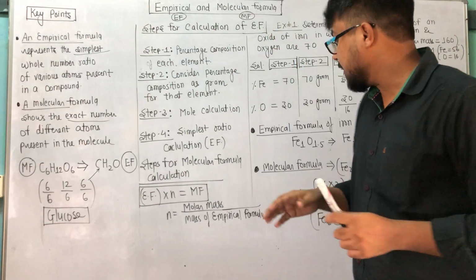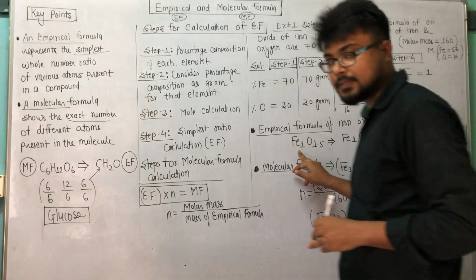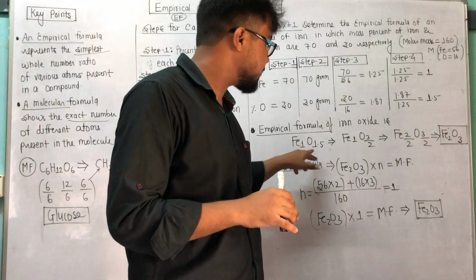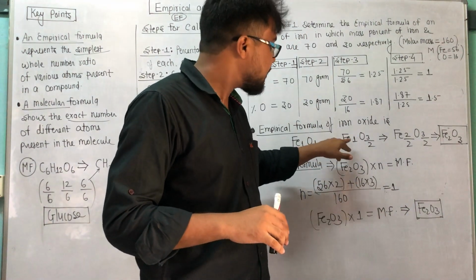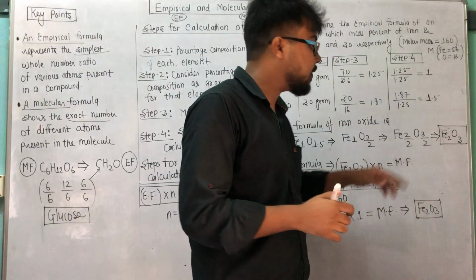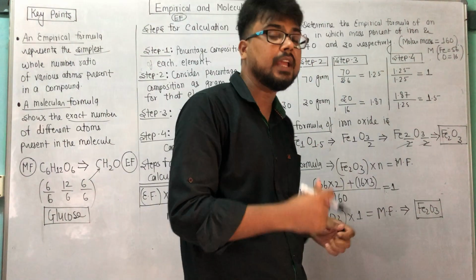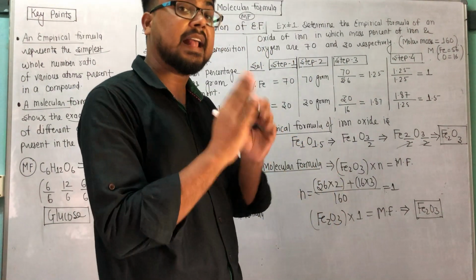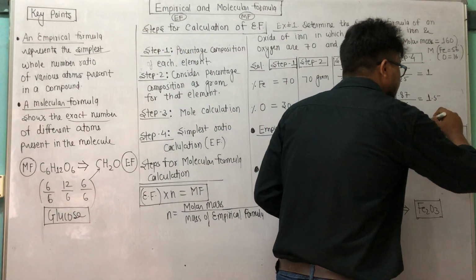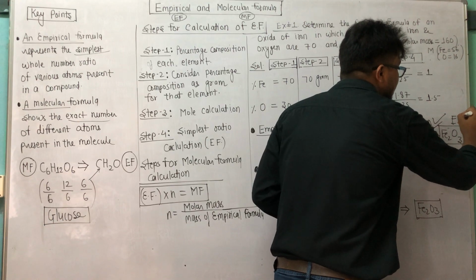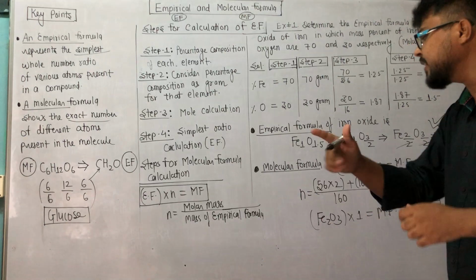So further, the empirical formula of iron oxide is, see here, for Fe it is 1, correct? And for oxygen it is 1.5. Or I can write 1.5 as 3 by 2, or further I can write 1 as 2 by 2, so that this term will be cancelled and the answer will be Fe2O3. It is a complete whole number. So the exact empirical formula of iron oxide is Fe2O3. Now I have to calculate the molecular formula.